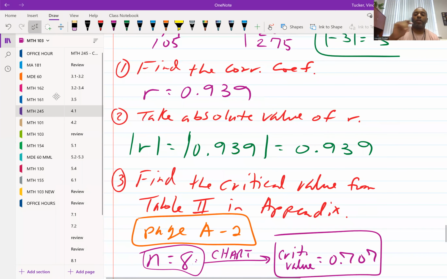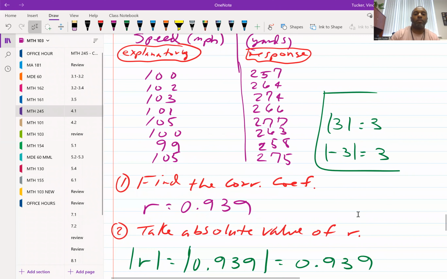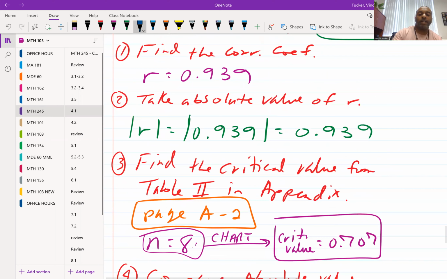Okay, so now we're going to go to the critical value in Table 2. It's on page A-2 in the back of the book. Let me show you what that looks like. All right, this is a picture from the back of the book. Now, you have to ask yourself first how many values we have. Remember, we had 8 observations. Let me go back to the notes. 1, 2, 3, 4, 5, 6, 7, 8. Eight times we swung the golf club. And so that's why n is equal to 8.